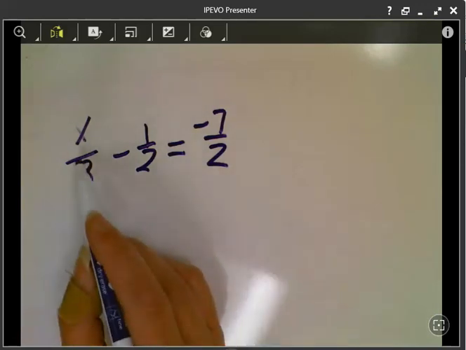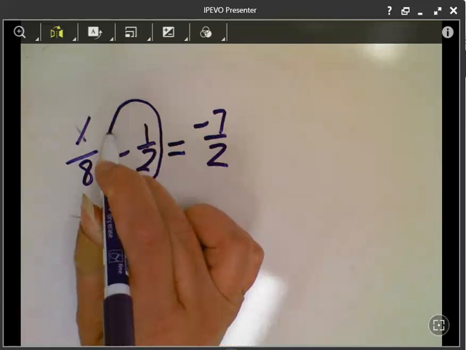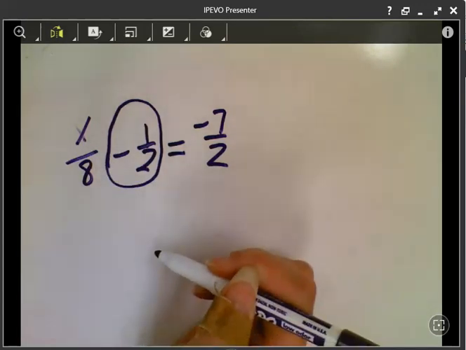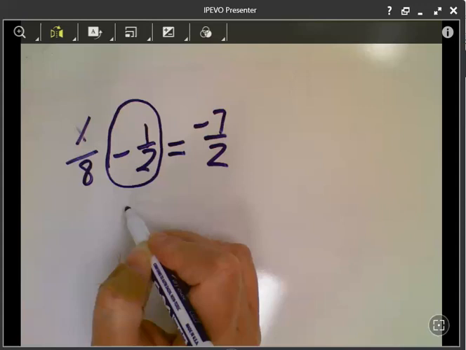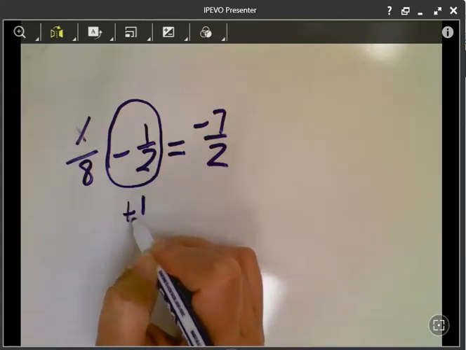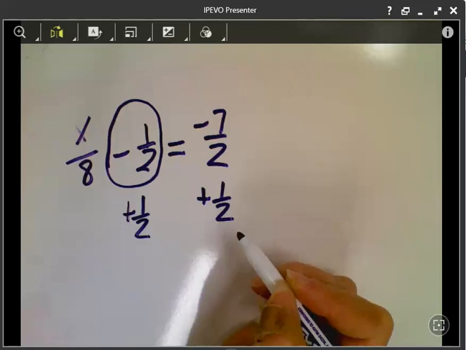So we've got x over here, and we want to undo. So we're going to take this piece first. We want to add or subtract, and then multiply or divide last. So with this here, the opposite of minus a half is going to be plus a half. So you've got to do that on both sides of the equation.